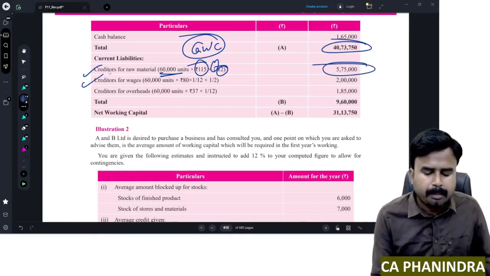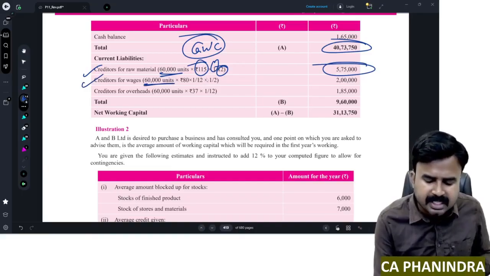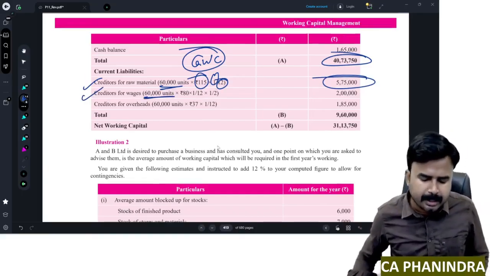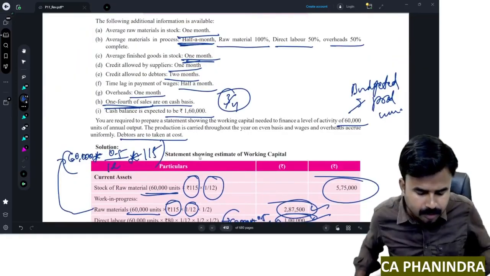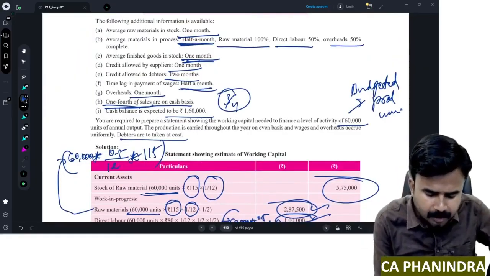Creditors for wages: budgeted production units into time lag for wages. Actually, the time lag for wages and overheads is the same. No. Wages is half a month, overheads is 1 month.